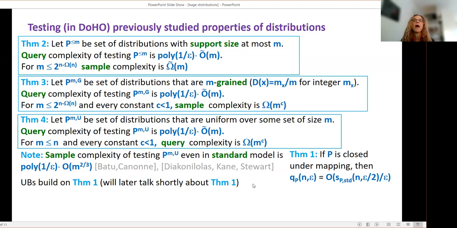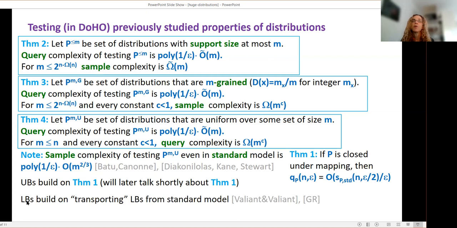So I'll talk about theorem one, but let me also mention that the lower bounds that we have here are obtained by transporting lower bounds from the standard model, and this is something that I won't talk about that much.